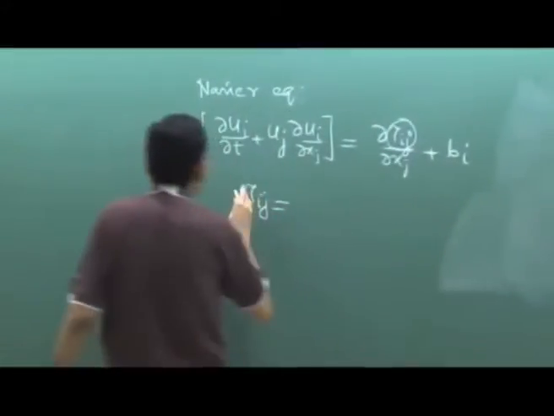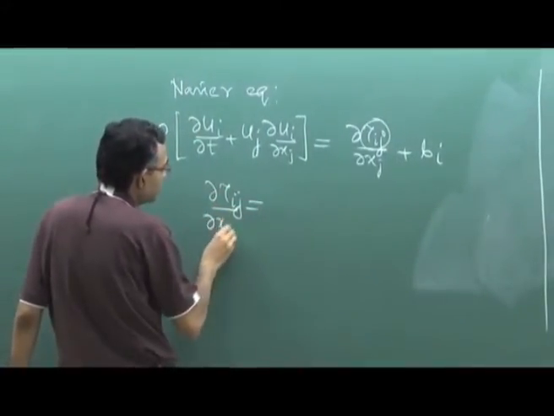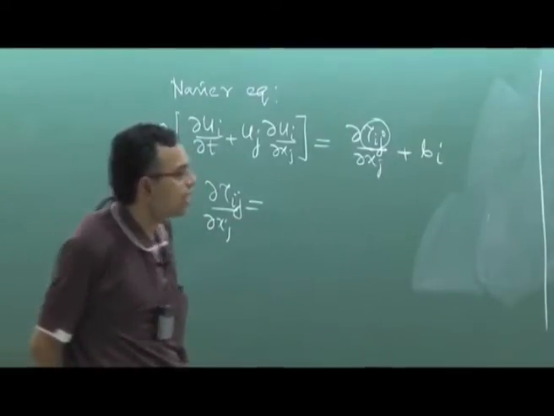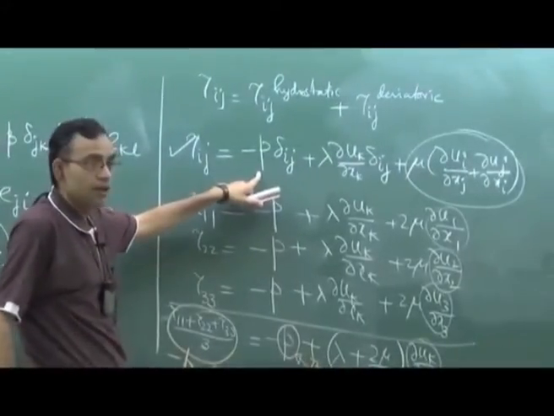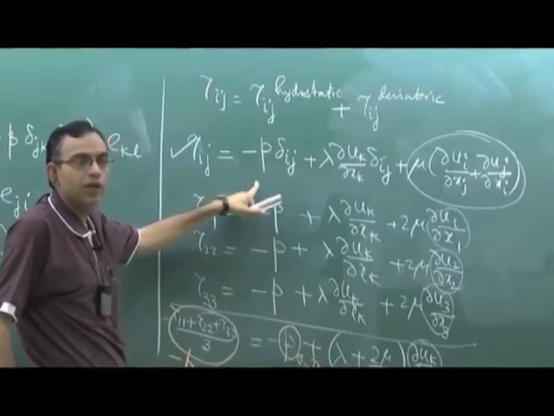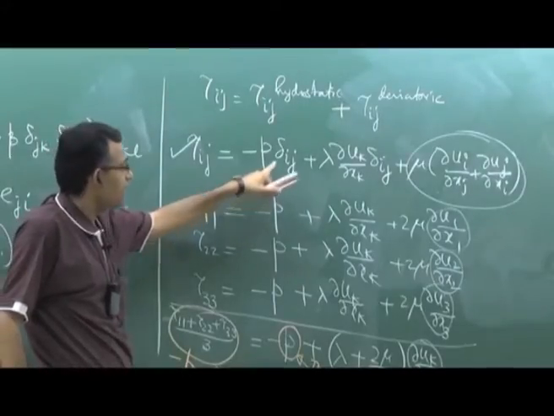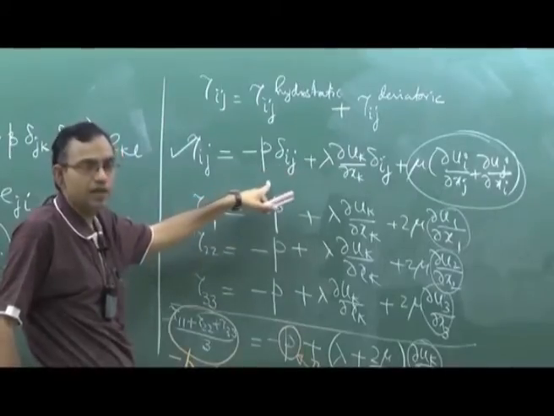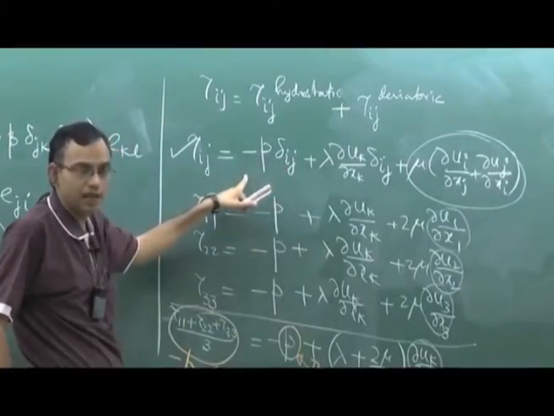So, we will write del tau ij del xj. What is del tau ij del xj? Go to the first term, partial derivative of this with respect to xj. See, delta ij is equal to 1 when j is equal to i. So, xj will become xi. So, it will become minus del p del xi.